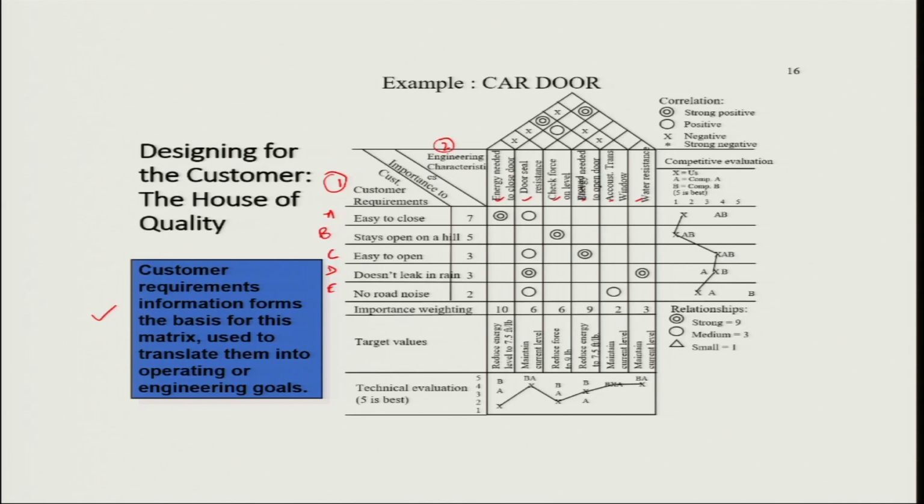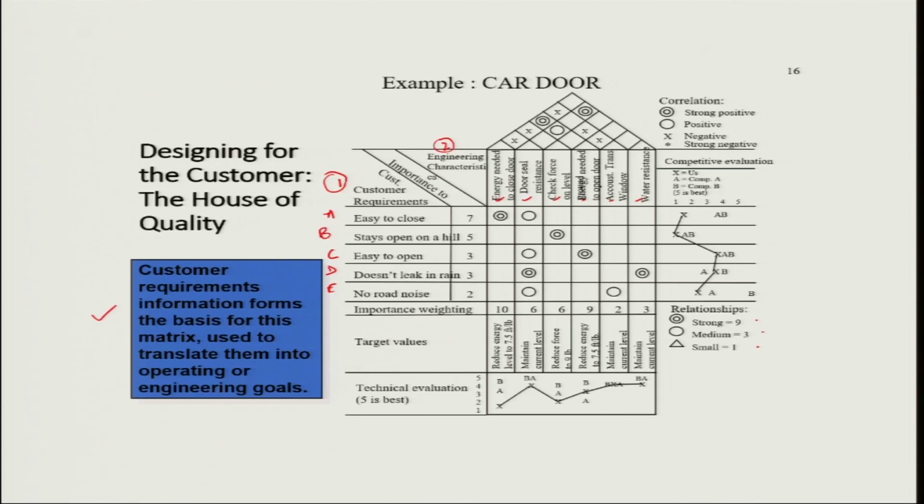Now, we will do the mapping of voice of the customer with voice of the organization. We use the symbols of a double circle, single circle and a triangular. We use the double circle when we find the relationship between the 2 parameters, that is voice of the customer and voice of the organization, is very, very strong. That is of 9 point on a 10 point scale.